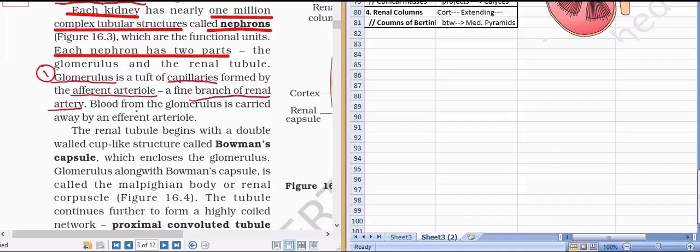Again, the blood from the glomerulus is carried away by the afferent arteriole. We'll see this. Next, the renal tubule. This is the glomerulus, and the second is the renal tubule. So these two parts are there in one nephron. Let's make notes. Topic is nephron.